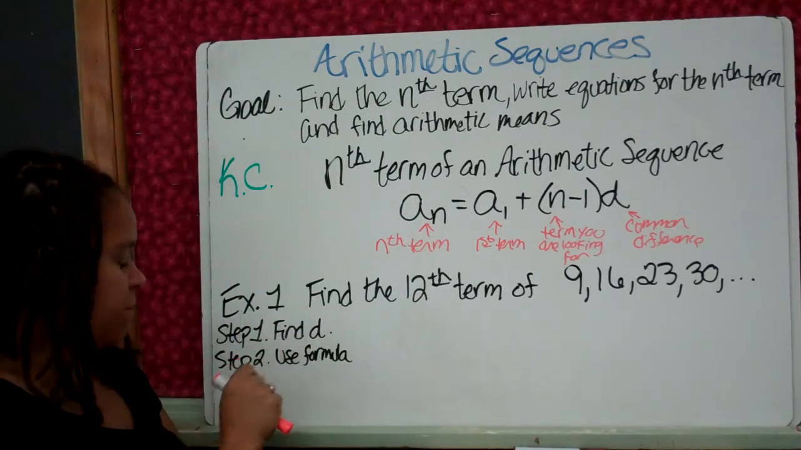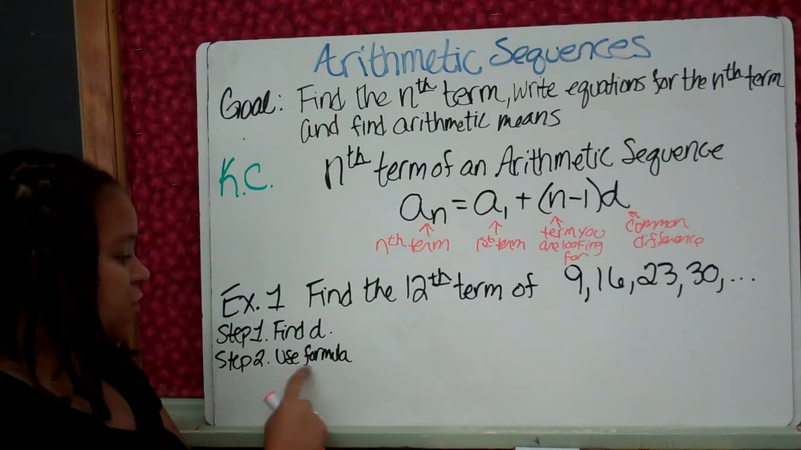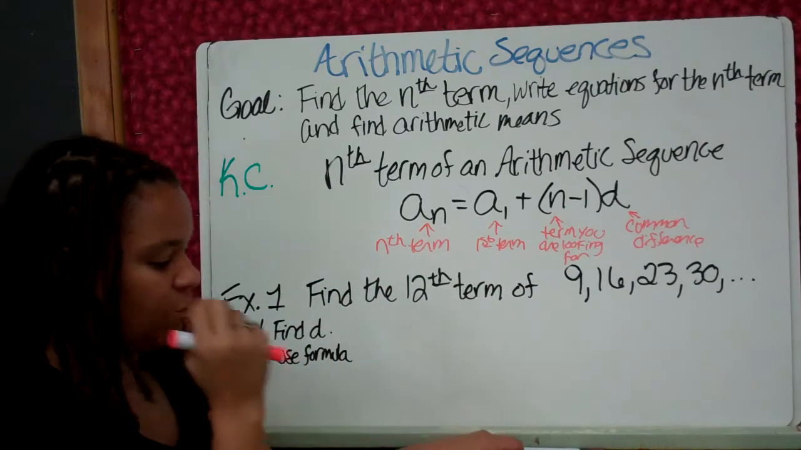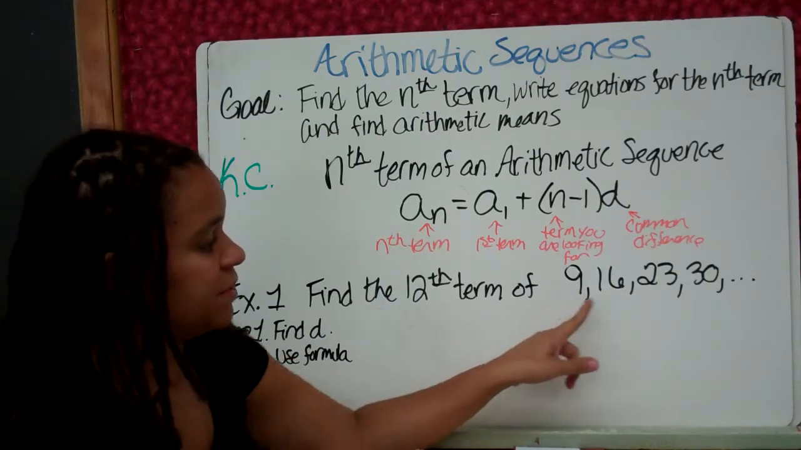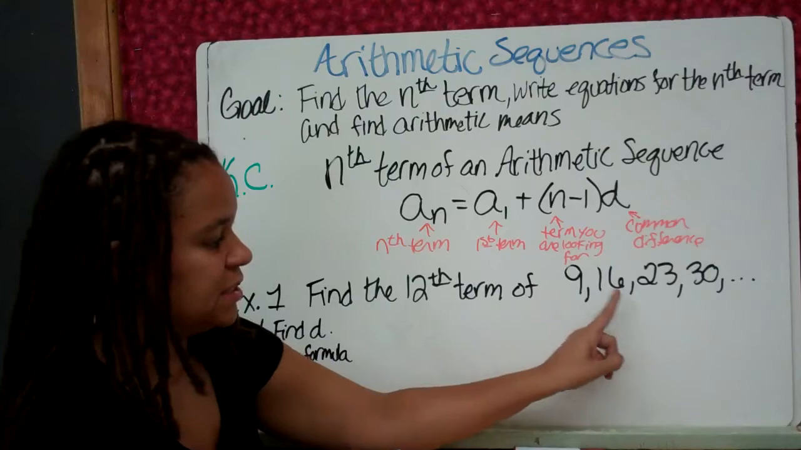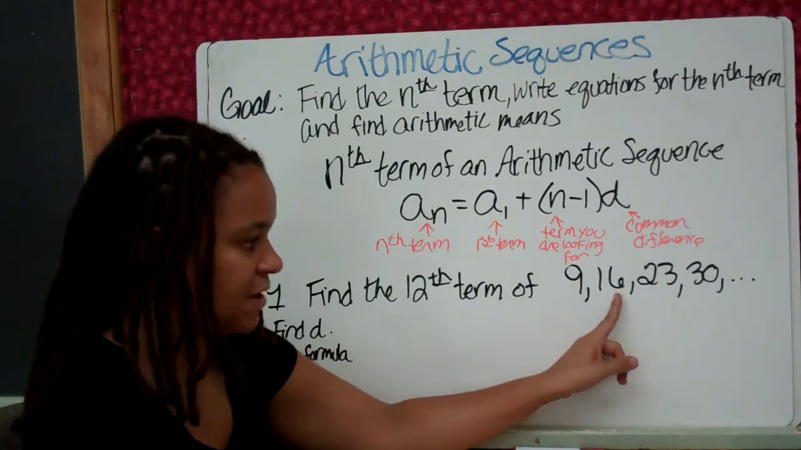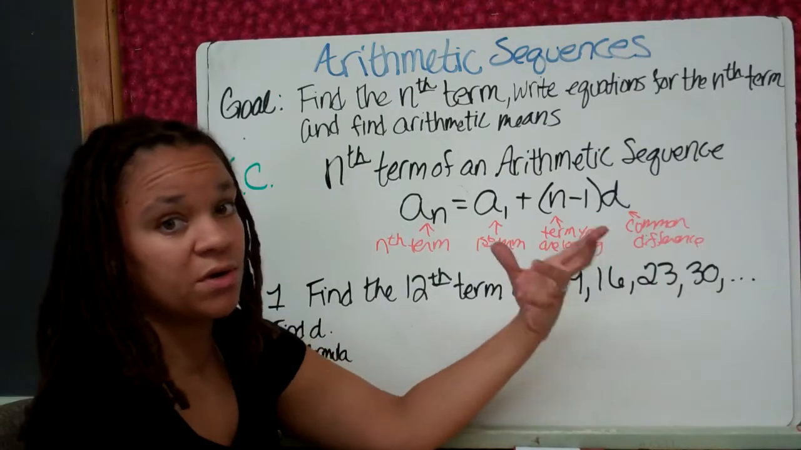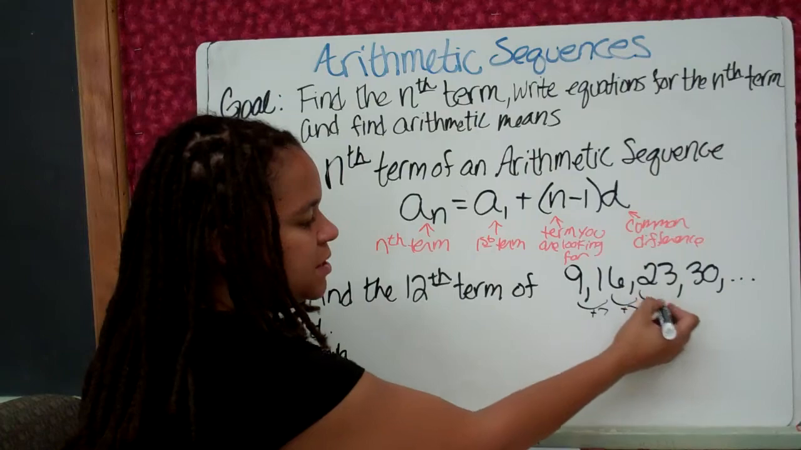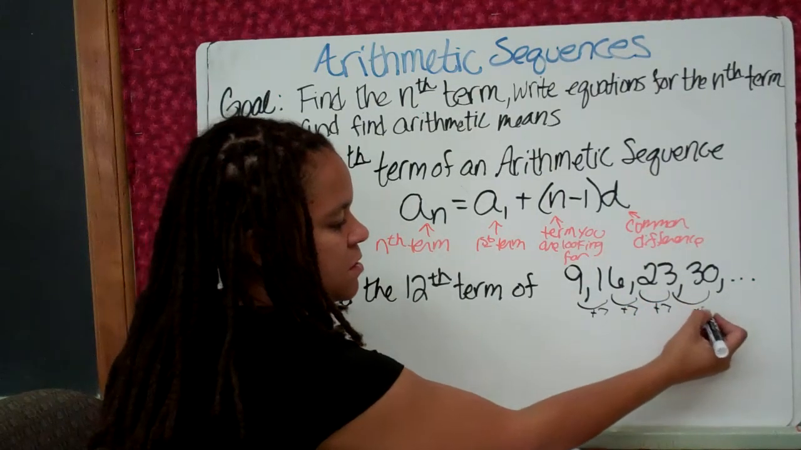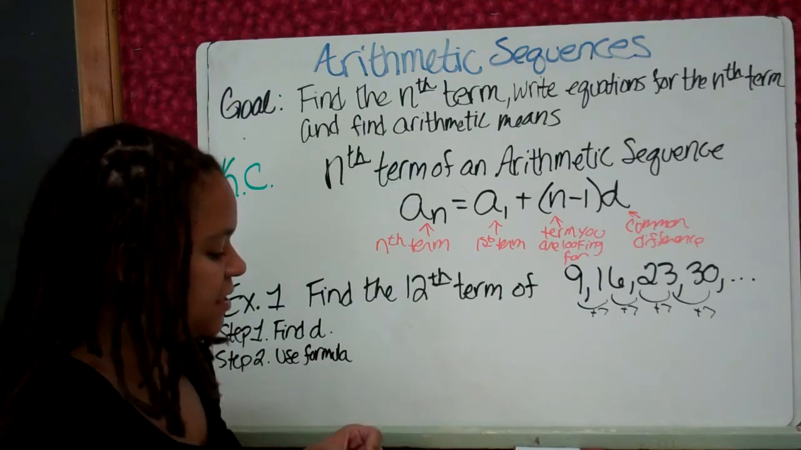Our steps are pretty simple. First, you want to find d, the common difference, and then you just use the formula, plug it in, and it will work out for you. So for d, you need to look here and see what's happening. Take 16 minus 9 and you'll get 7. 23 minus 16, you'll get 7. 30 minus 23, you'll get 7. So you can quickly see that this is plus 7, plus 7, plus 7, plus 7. Make sure you try all of them because every one has to be exactly the same.